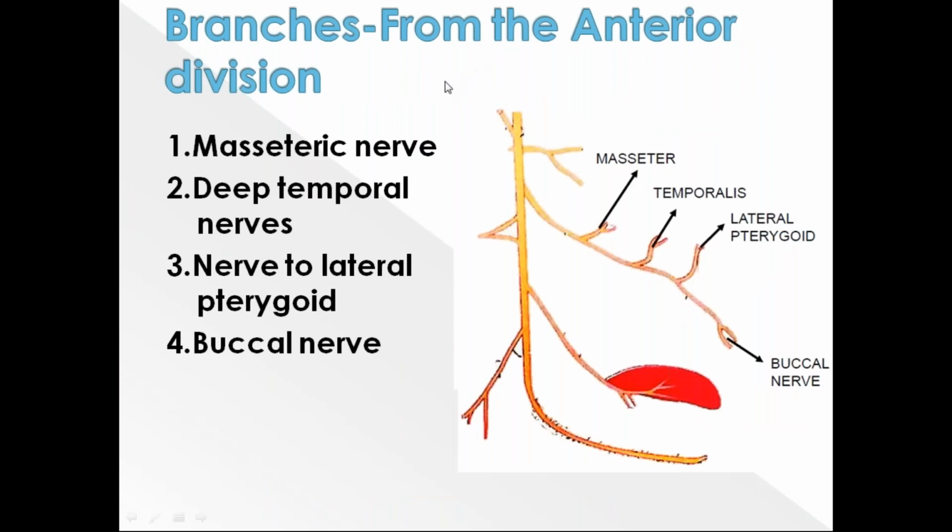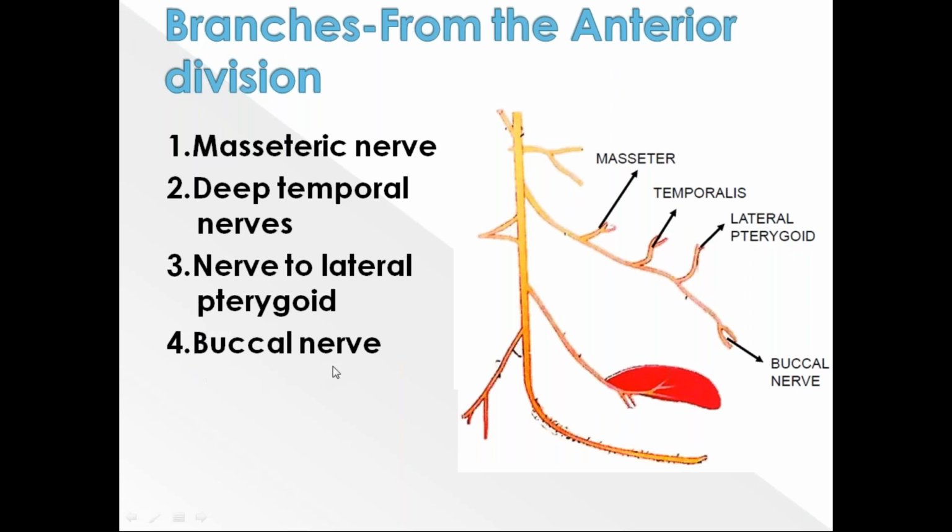Okay, so there are four branches from the anterior division. All these branches mainly supply the muscles of mastication except the buccal nerve. So these are the masseteric nerve, deep temporal nerve, nerve to lateral pterygoid and buccal nerve. These are the four branches of the anterior division of the mandibular nerve. Out of the four, the first three, masseteric nerve, deep temporal nerve, and lateral pterygoid, supply these three muscles.